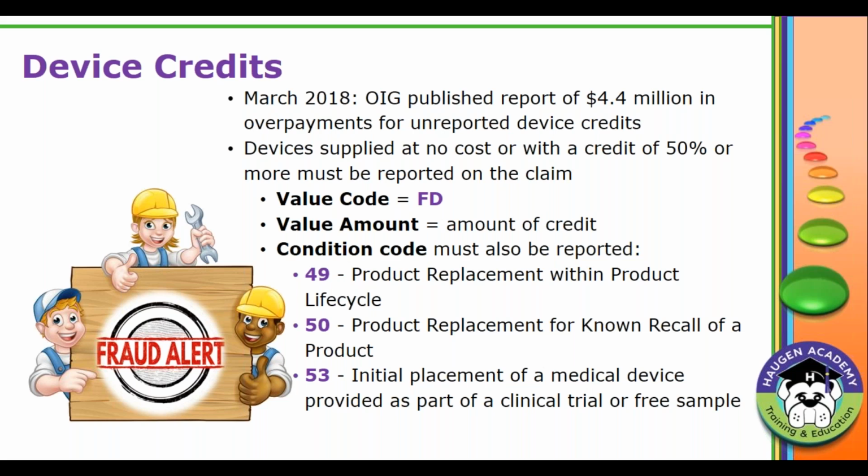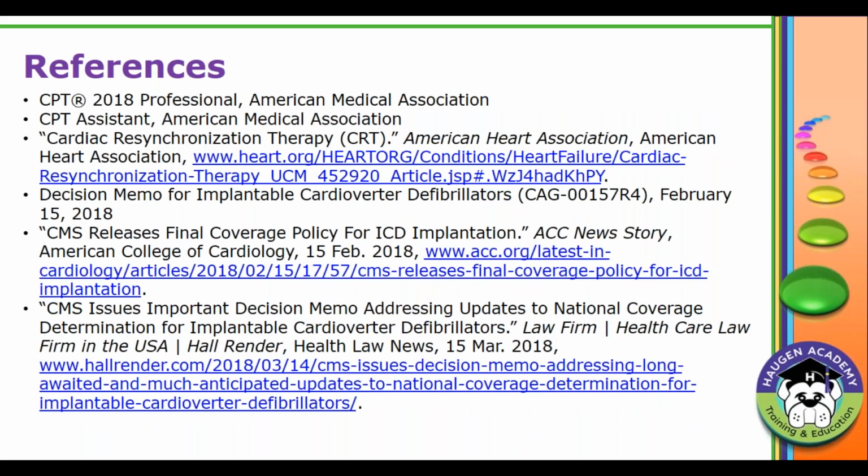credit of 50% or more, you have to report that on the claim. And on the claim form, in the value code section, you list FD. There's a value amount. You list the amount of the credit. And then there's a condition code that goes along with that, either 49, 50, or 53, to say what the problem was and why you received device credit for that. So if you're in coding management, I would recommend having a conversation with the billing department and make sure that this is happening. Okay, that is all for my presentation today.